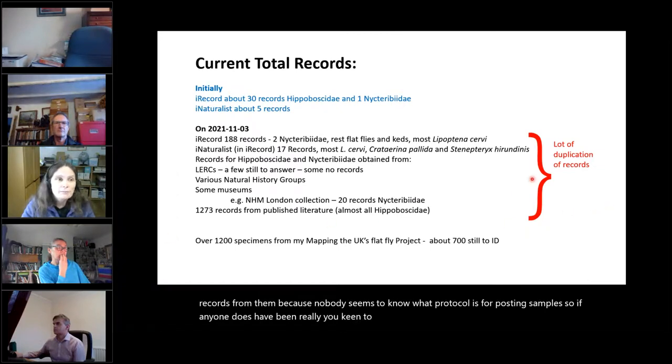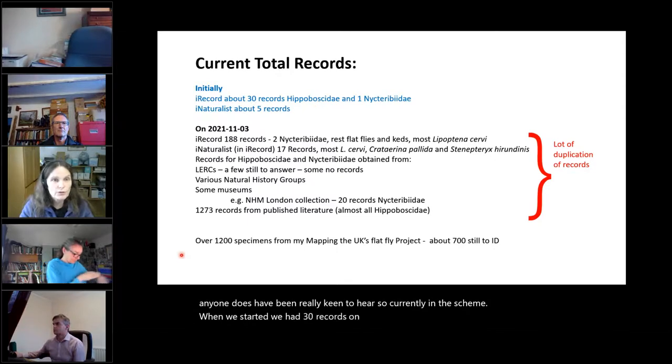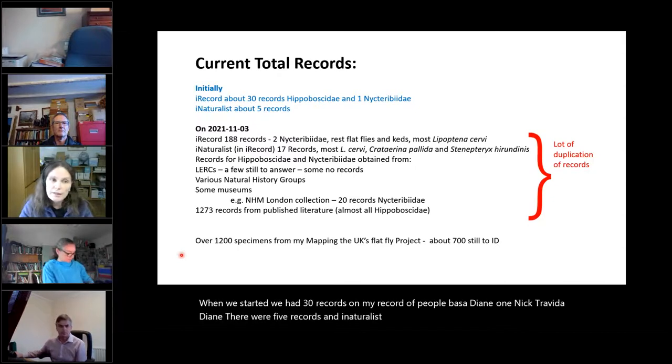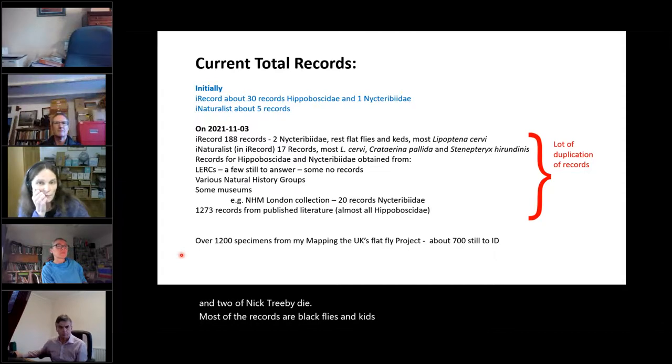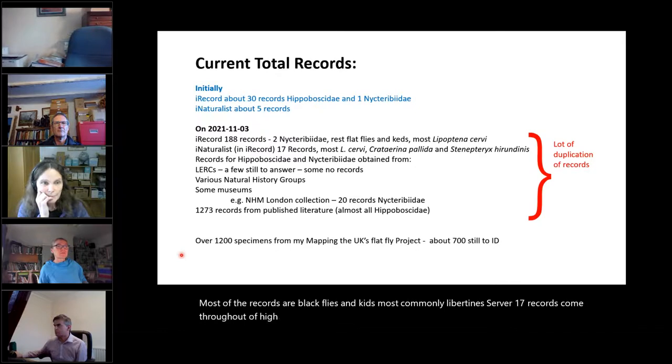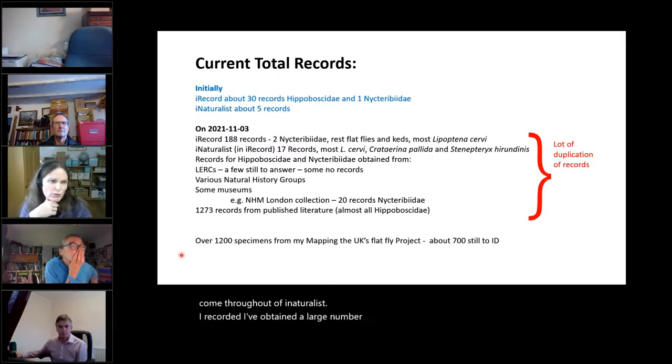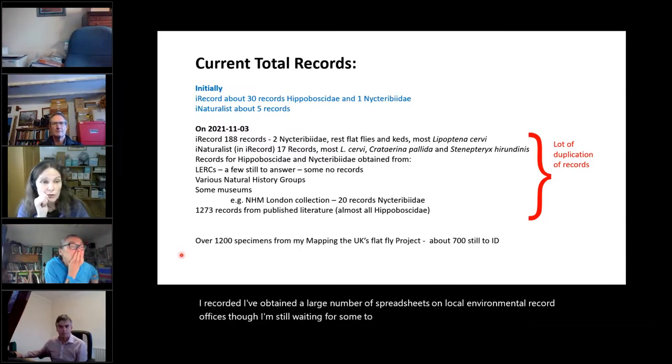Currently in the scheme, when we started, we had 30 records on iRecord of Hippoboscidae and one Nycteribiidae, and there were 5 records on iNaturalist. We've now got 188 records on iNaturalist and 2 of Nycteribiidae. Most of the records are flat flies and keds, most commonly Lipoptena cervi. 17 records come through out of iNaturalist, and I've obtained a large number of spreadsheets from the local environmental record offices, though I'm still waiting for some to answer. A lot didn't have any records at all.